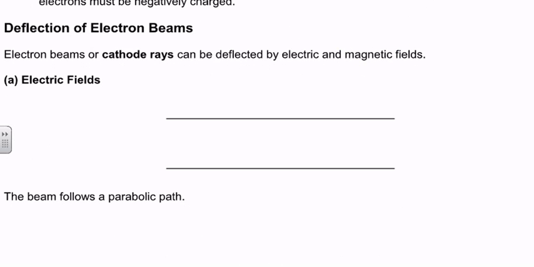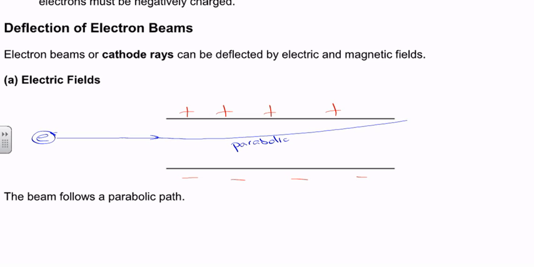Now, electron beams or cathode rays can be deflected by electric and magnetic fields. So if you have an electric field, let's say this was a positively charged plate, you attach that to the positive end of a 20,000 volt battery, and the other one is negative. Now, if we fire an electron, so there's my electron, into this thing, it goes straight, and then once it hits the space between these electric fields, it will curve in a parabolic path. Then once it's outside, it goes straight again because it's no longer under the influence.